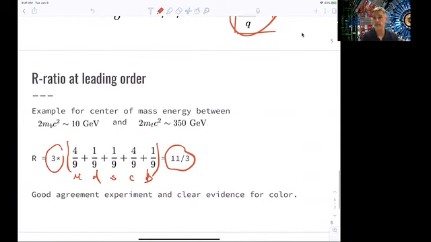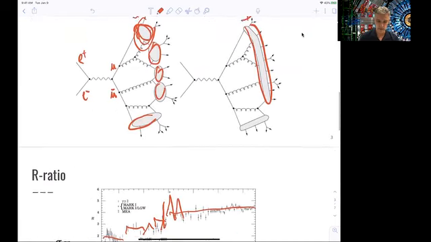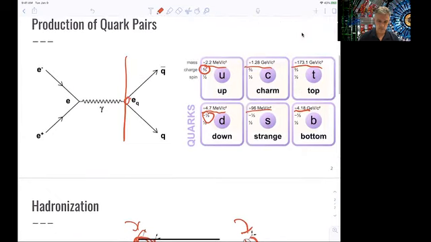Excellent. So this is clear experimental indication that this color factor here is a real thing. There seem to be 3 up quarks, 3 down quarks, 3 charm quarks, and so on. And we also see that this leading order calculation is already very precise. And the reason for this is that this process here is a QED process. So the production cross-section is a QED process, as we just discussed.